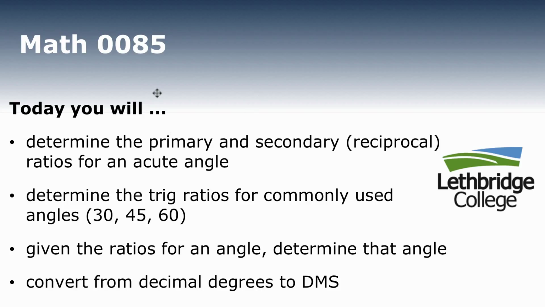In this video, we are going to be looking at the basics of trigonometry. We'll look at primary and secondary ratios for an acute angle. We'll also look at commonly used ratios and angles. And then we'll look at the interaction between the ratios of an angle and the actual angle. So really lengths of sides versus what the angle would be. And then at the end, we'll just look quickly at converting between decimal degrees and degree minutes seconds.